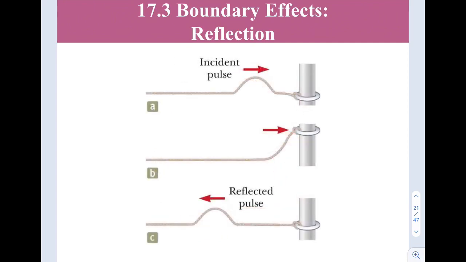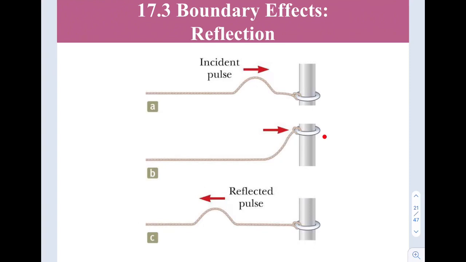Now, let's say we have a free end like this. What will happen? This time the pulse arrives at the end of the string that is free to move vertically, as in the figure. The tension at the free end is maintained because the string is tied to a ring of negligible mass that is free to slide vertically on a smooth post without friction. Consider the perfect case first. Again, the pulse is reflected, but this time it is not inverted.